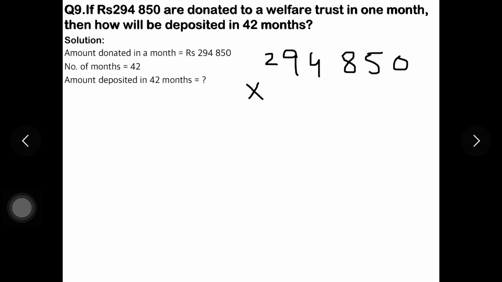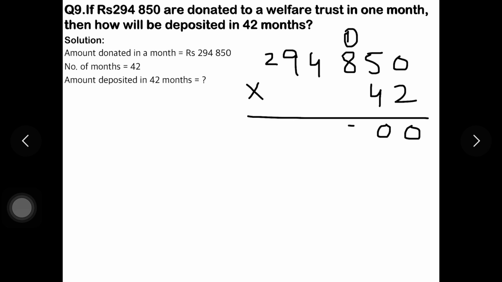294,850 multiplied by 42. Yes student, 2 0 0, 2 1 is 2, 2 2s are 4, 2 3s are 6, 2 4s are 8, 2 5s are 10, 1 carry, 2 5s are 10, 1 carry. Now 2 6s are 12, 2 7s are 14, 2 8s are 16, 16 plus 1 is 17, 1 carry, 2 4s are 8, 8 plus 1 is 9. Now 2 9s are 18, 1 carry, 2 1 is 2, 2 2s are 4, 4 plus 1 is 5.